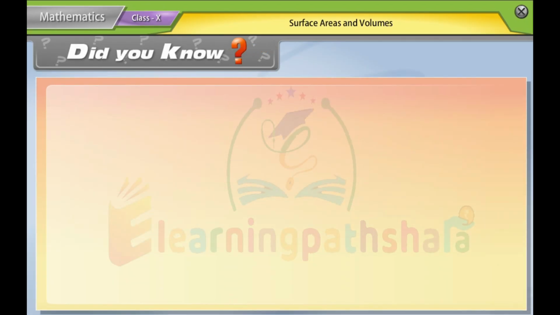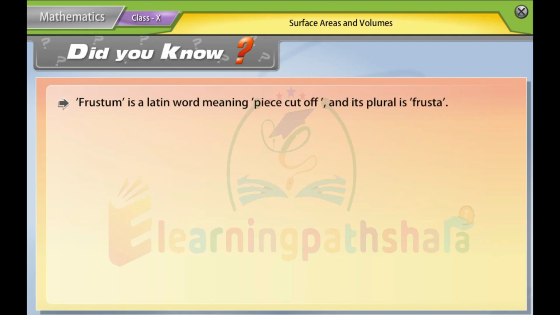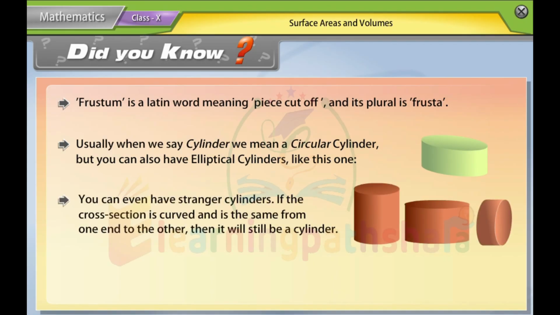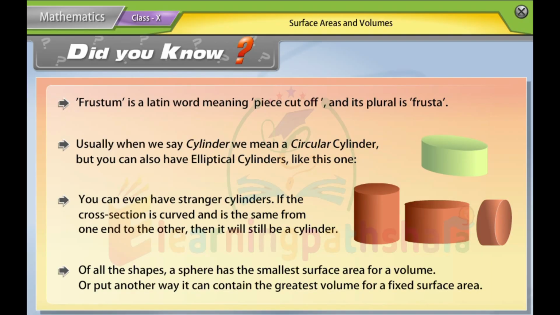Did you know? Frustum is a Latin word meaning piece cut off, and its plural is frusta. Usually when we say cylinder, we mean a circular cylinder, but you can also have elliptical cylinders like this one. You can even have stranger cylinders. If the cross-section is curved and is the same from one end to the other, then it will still be a cylinder. Of all the shapes, a sphere has the smallest surface area for a volume. Or put another way, it can contain the greatest volume for a fixed surface area.